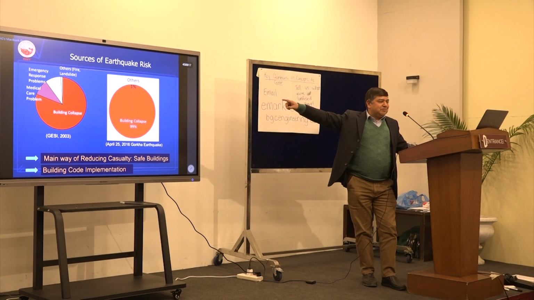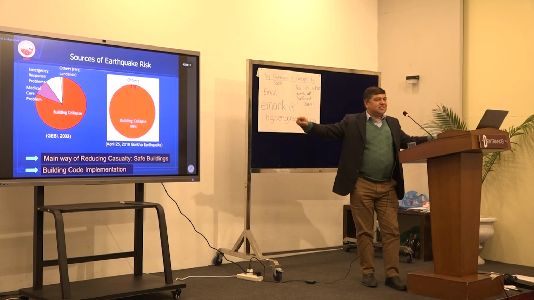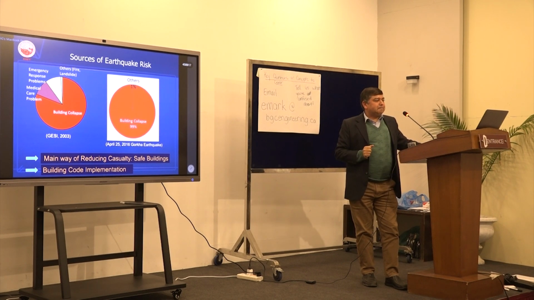And this is the data from 2015. Sorry, it's 2016, that's a typo. So the 2015 earthquake killed about 9,000 people. Less than 100 were killed from landslides or other debris in Langtang, in Rasuwa and other places.